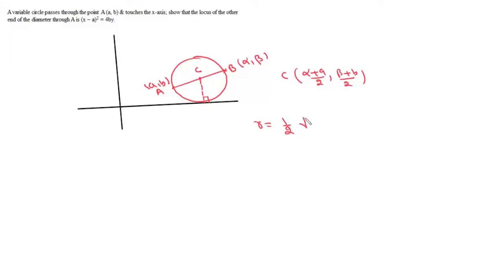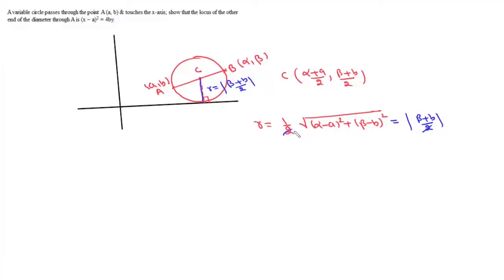Now we'll write the radius of the circle, and it will be 1 by 2 AB, and AB is under root of (alpha minus a) square plus (beta minus b) square. Now since this circle touches the x-axis, that means this radius must be equal to the modulus value of its y coordinate, which is (beta plus b)/2. So basically this r will be equal to (beta plus b)/2.